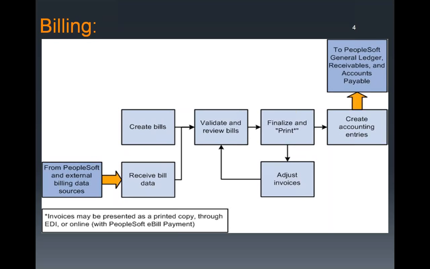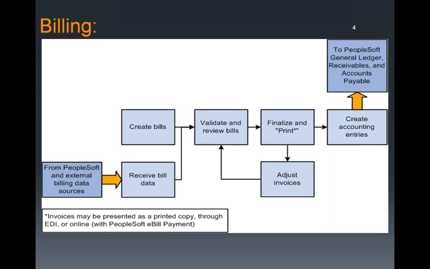Once the bills are loaded, you can validate the data. Validate in the sense of checking whether all the details are entered correctly or not. If something is not entered correctly, you can adjust that invoice. You validated the bill, it looks good. The next step is to finalize the bill, because this bill is going to the customer, and print that invoice.